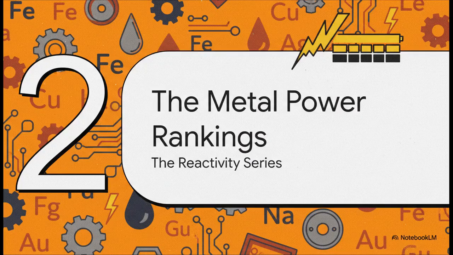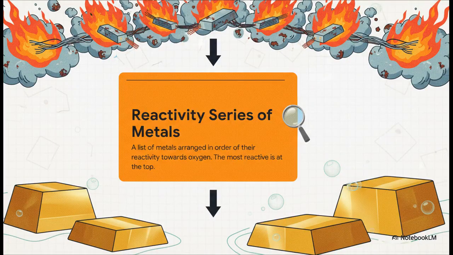All right, let's get to the main event. This is probably the most important part of the whole chapter, the reactivity series. Honestly, the best way to think about it is like a power ranking for metals. Yeah, kind of like a football league table. It tells us which metal is the boss, and which ones are just followers when it comes to chemical reactions. So what's this whole series about?